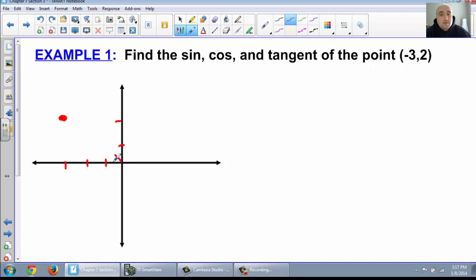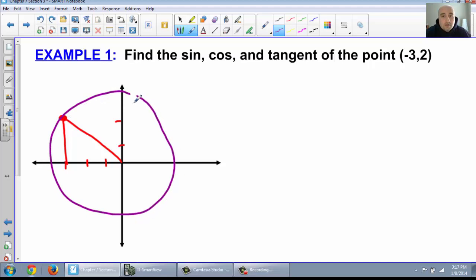Then you're going to draw in your triangle. So I'm going to go from the origin to my dot, and then I'm going to go straight down. We also have to imagine this circle. These are a little bit harder to draw, but imagine this circle that's going all the way around. There's kind of our unit circle for this problem. Now we have our triangle, and this bottom side is the third side of it.